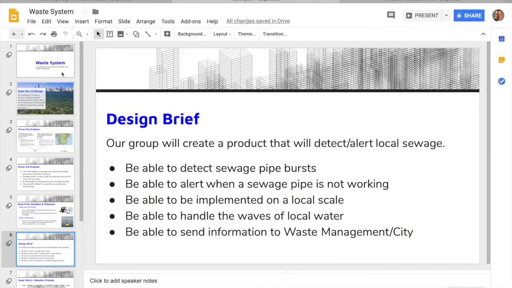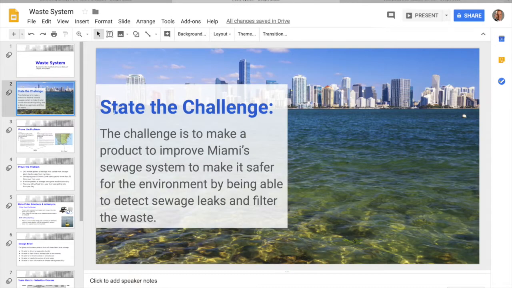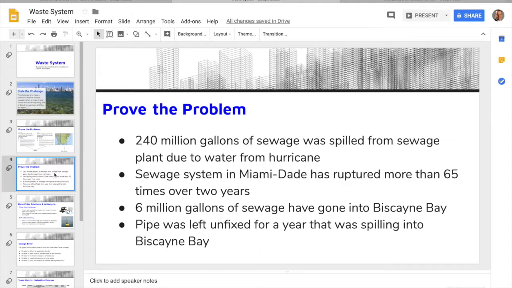Starting with the water system here, this was done by students in a few weeks. They stated the problem, very clear and precise. The challenge is to make a product to improve Miami's sewage system to make it safer for the environment by being able to detect sewage leaks and filter the waste. Identifying the problem, as you can see here, is proof of where the problem is and what location. It's a little more detailed. Prove the problem, proving it with statistics and specific measurables of what's occurring in the area that's affected.